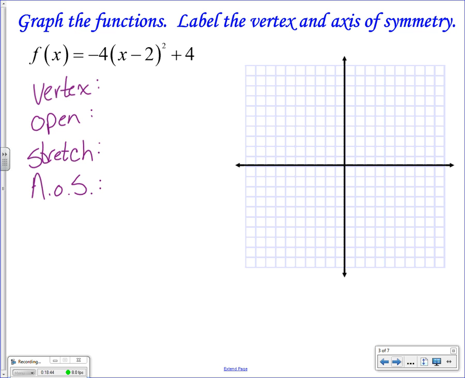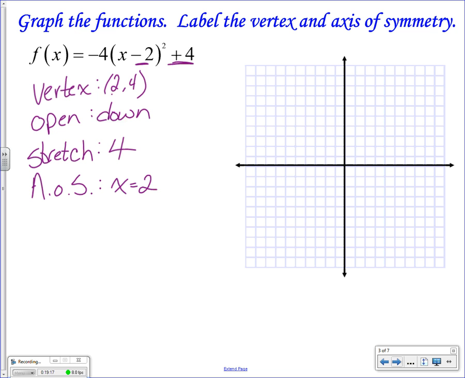2, 4. It's this number and this number. Is it going to open up or down? Down, because my A is negative. What's my stretch? What is A? 4. So my stretch is 4. And my axis of symmetry, x equals 2. So you go through the x coordinate of your vertex.